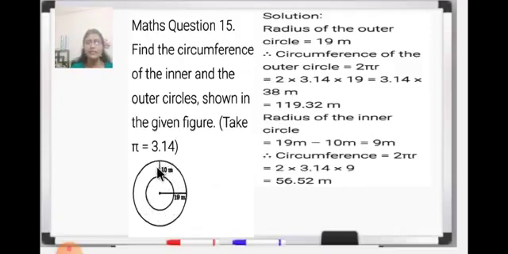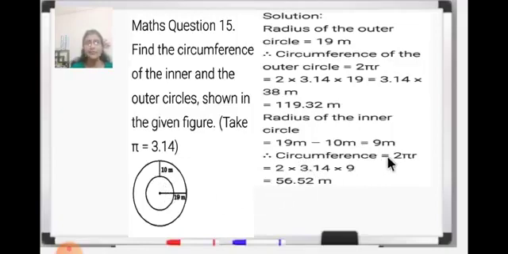Now we are going to find out the radius of this inner circle. And now here you can see the width of the path is given, which is 10 meters. So now how we'll get the radius of this inner circle? By subtracting. So you can see the radius of the bigger circle we know, which is 19 meter, and the width of the path is given, which is 10 meter. So we are going to subtract these two values. So when we'll subtract these two values, we'll get 9 meter, which will be the radius of this inner circle.